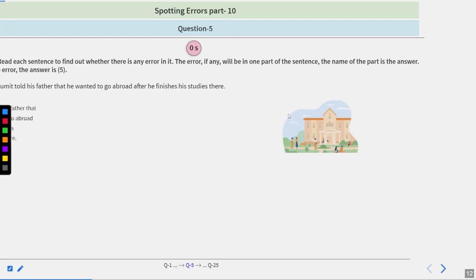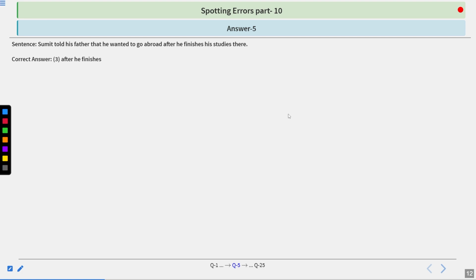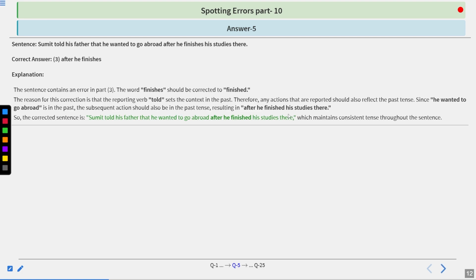I hope you have answered. Let's look at the correct answer. The correct answer is 3, after he finishes. Let's look at the explanation. The sentence contains an error in part 3. The word finishes should be corrected to finished.